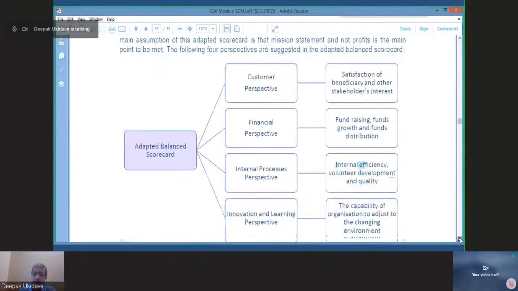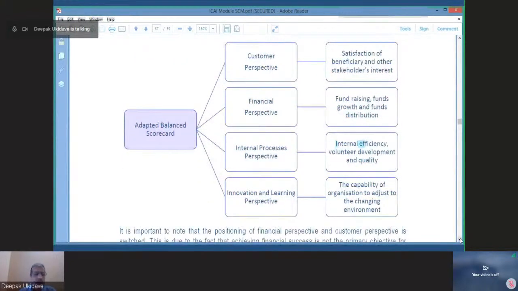And the last one. You must have seen that in the original balanced scorecard, the wording was learning and growth perspective. Here you are not looking for growth of business because there is no business. So here we replace the word growth by innovation. You must have seen there is a small variation, right? So, innovation and learning perspective.